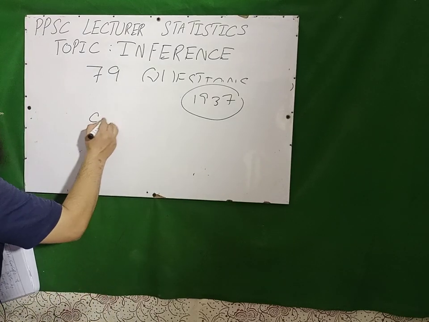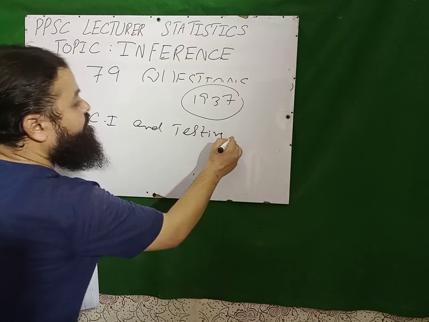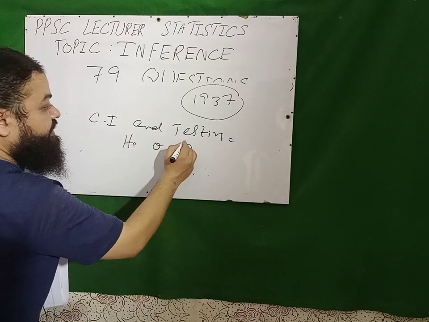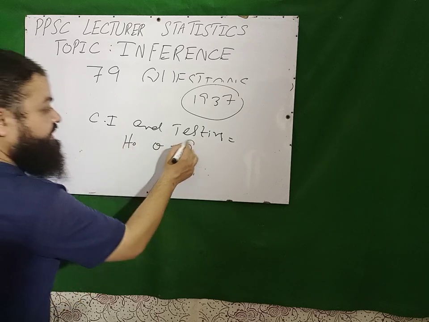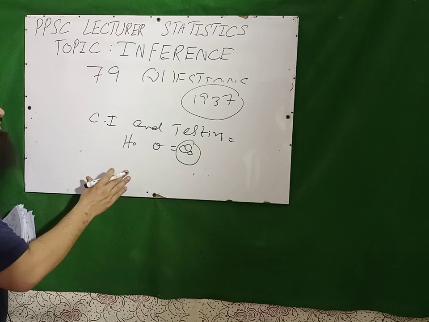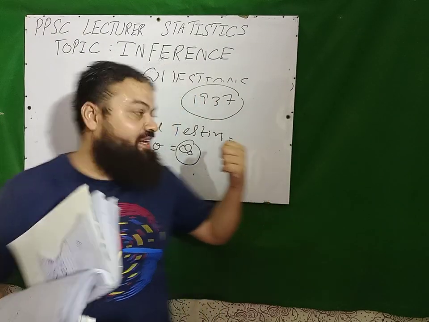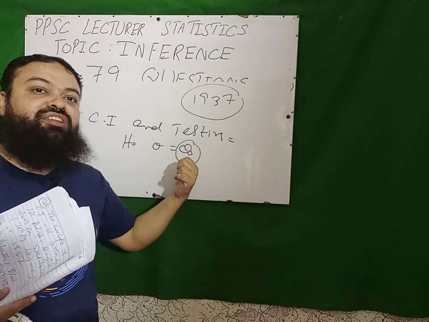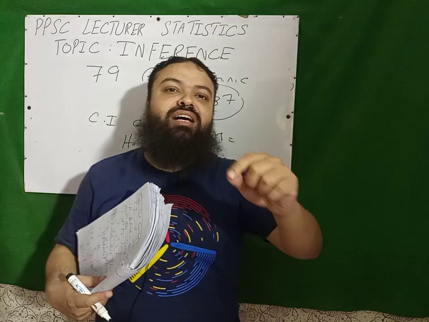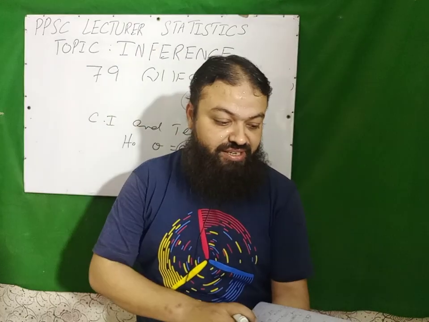Next question is very important. What is the relationship between confidence interval and testing of hypothesis? For example, dear students, H naught is theta is equal to theta naught. If this value falls in the confidence interval region, then we accept this hypothesis, otherwise we reject it. Whenever the value in H naught lies in the interval, we accept it, otherwise we reject it.